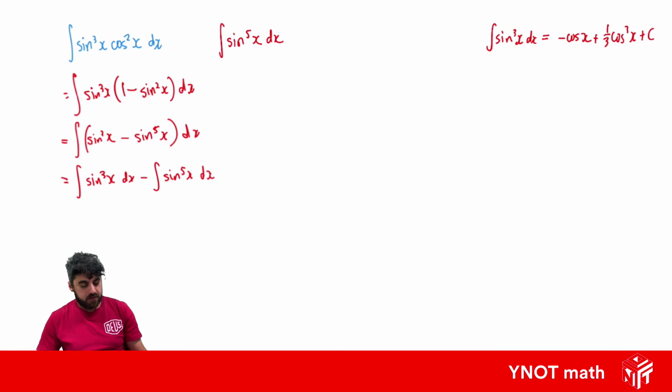Now, how do we do sine to the 5x? Well, again, similar approach. When it's an odd power, we want to write it as sine x times something with an even power. So sine to the 4x.